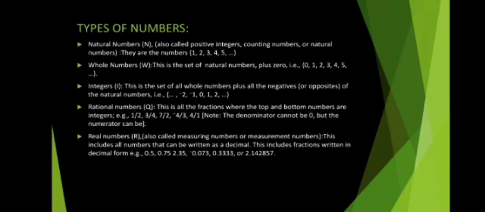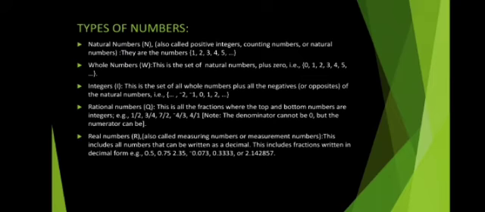Now the rational numbers. These are all the fractions where the top, the numerator, and the bottom, the denominator, are integers. Integers means 0, positive and negative numbers. But the denominator, the bottom, cannot be 0. The numerator can be. The denominator cannot be 0, but the numerator can be 0.